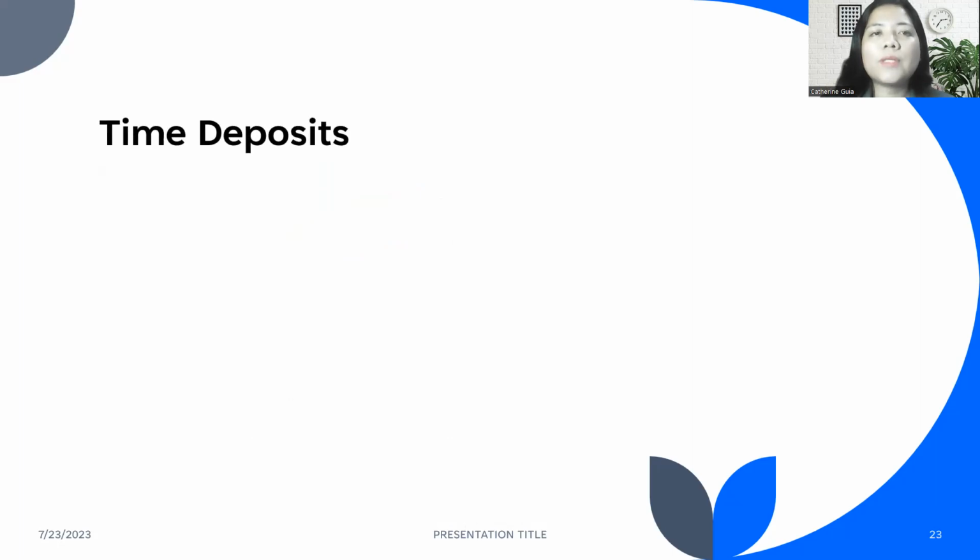How about time deposits? Time deposits are not debt securities because these are not issued by government or corporations who need funding. It's actually the money of the entity. So they just chose to invest in time deposits because if they just deposit their money in a regular savings account, entities or businesses are aware that the interest is low.